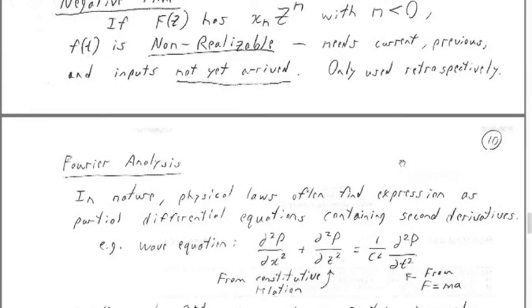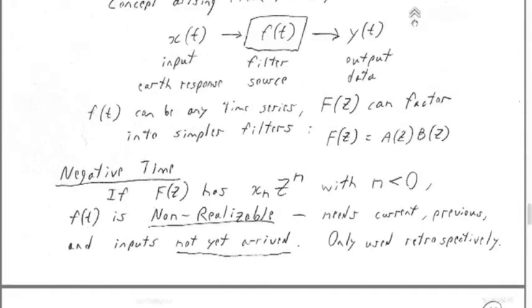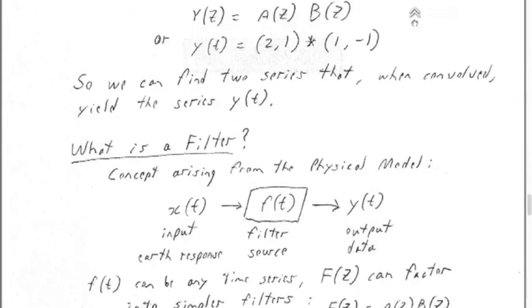Okay. So if we have a time series that we represent as a Z polynomial with terms x sub n times z to the power of n, and n is less than 0, and that's in what we're calling a filter, then that is what we call a non-realizable filter. So let's think about it. If the filter contains something that's in negative time, we reverse the filter, right? So it responds to data that hasn't come in yet.